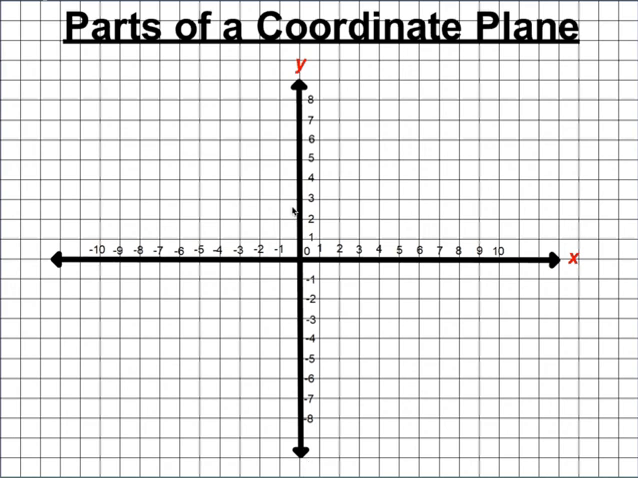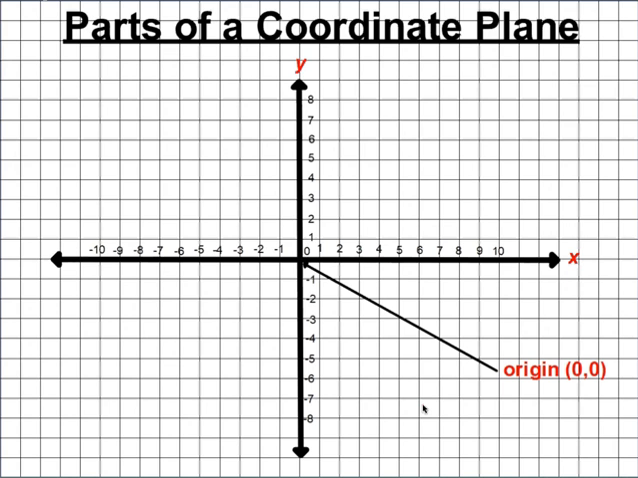The x and y-axis intersect where each one has a value of 0. That location is called the origin. The origin is written by putting two zeros in parentheses with a comma between them, and it's called the origin because that's where you begin when you plot a point on a coordinate plane.